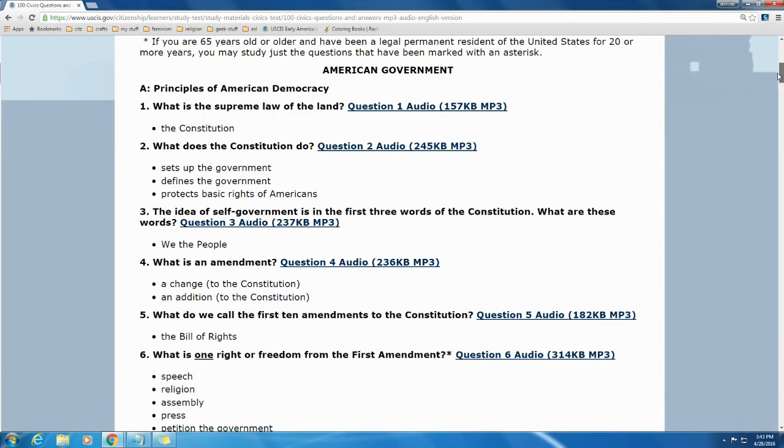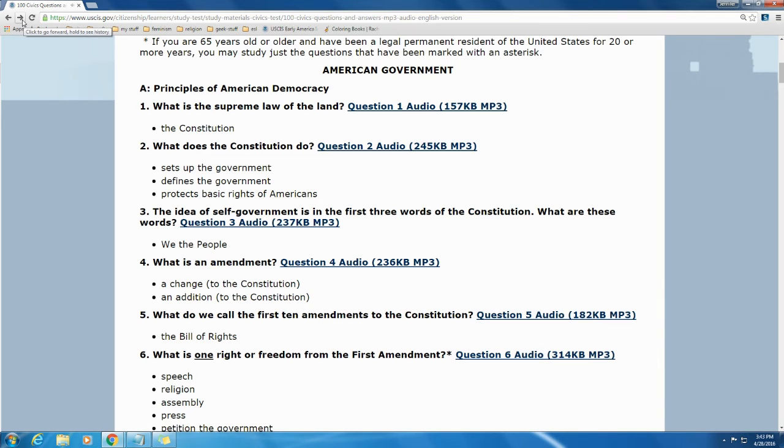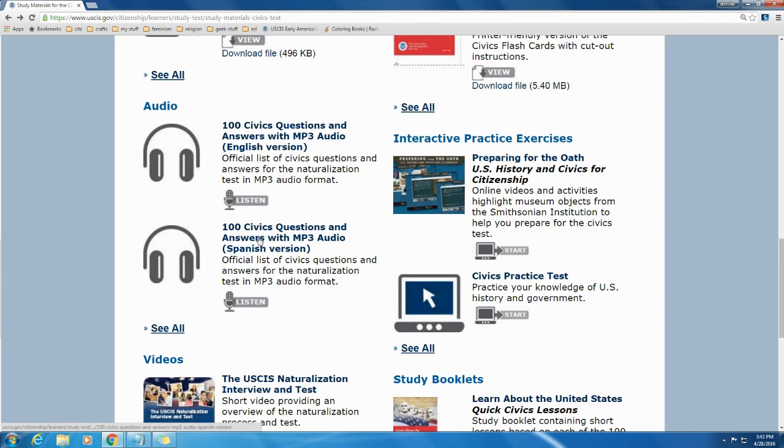They have videos, and they have MP3s. With the MP3s of the audio, it's very interesting, so you can listen. Remember the USCIS test, it's not a written test. It's based on your ability to speak and understand oral English. So it's really helpful to go through and listen to these MP3s. They have them in English, and they have also in Spanish.